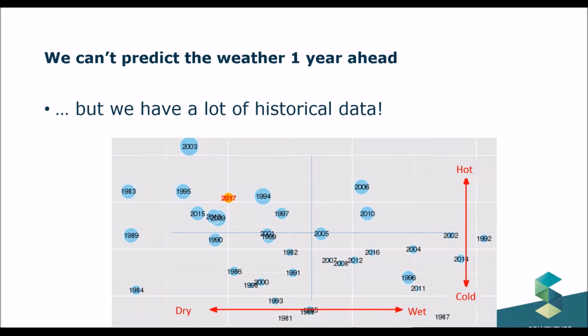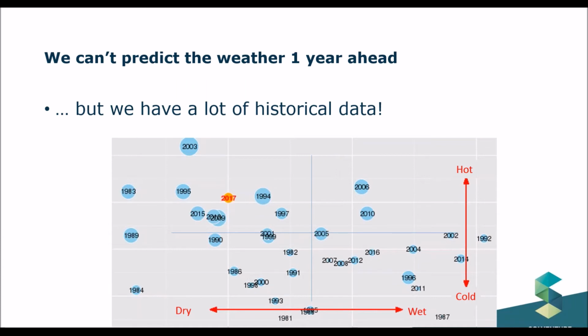Well, it's not because we cannot predict the weather 1 year ahead that we lack data. We still have a lot of historical weather data. And this is actually showing two weather elements. On the horizontal axis, we have humidity. So we can have dry summers and we can have wet summers, or precipitation rather. And on the vertical axis, we have temperature. So we can have hot summers and we can have cold summers. You could almost divide into 4 quadrants: a hot and dry summer, a hot and wet summer, a cold wet summer, and a cold dry summer.